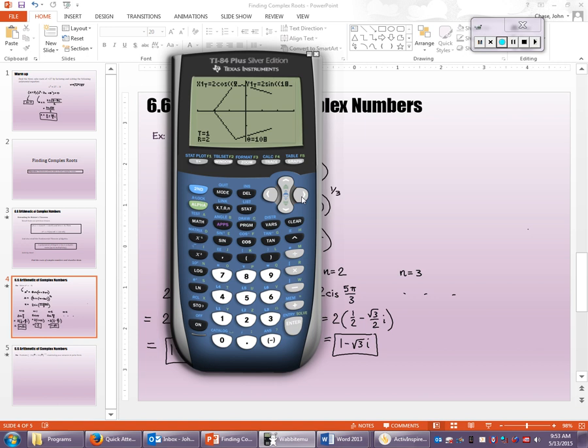What is the T-step? T is 0 here, and if we hit right, the T-step dictates what the next thing we get is. So if I hit right, it's going to go up by whatever the T-step we said was. The T-step right now is 1, so when I hit right, it goes up by 1. If you made the T-step 0.5, it would actually go to 0.5.